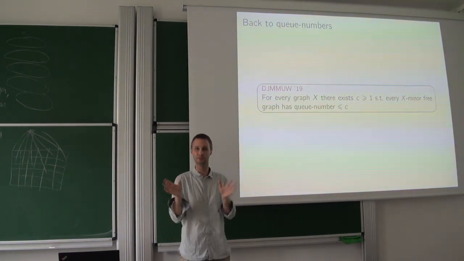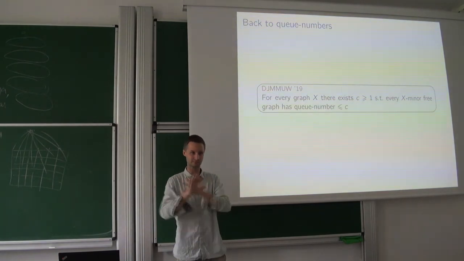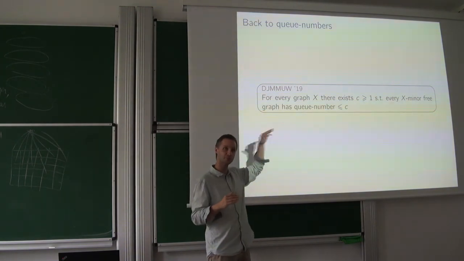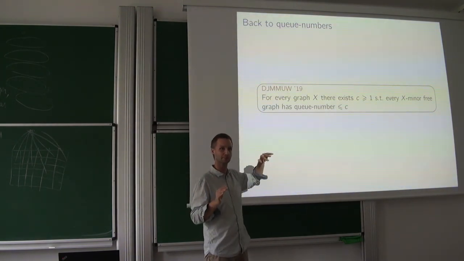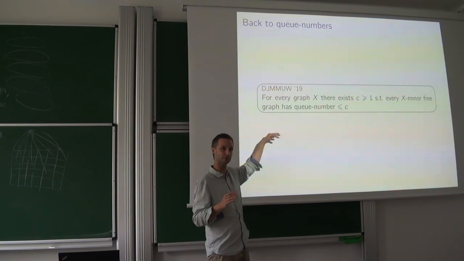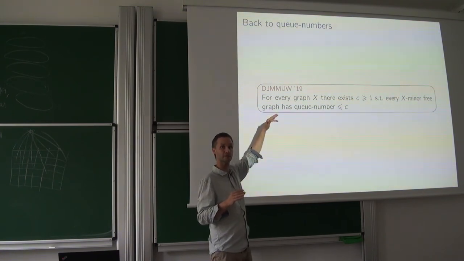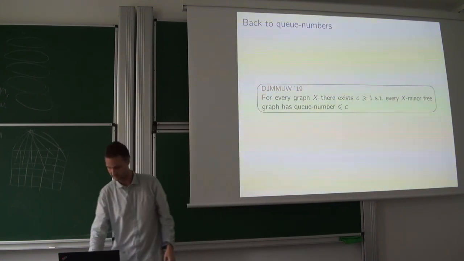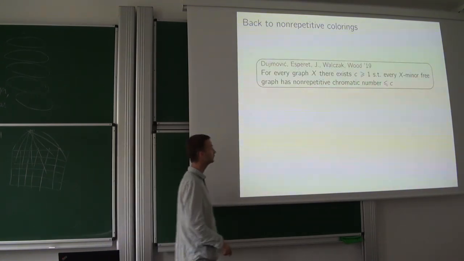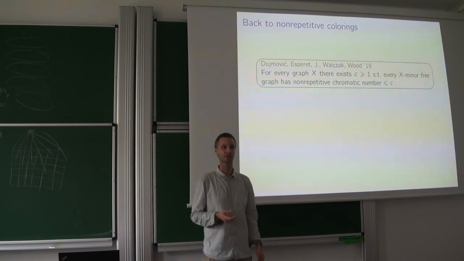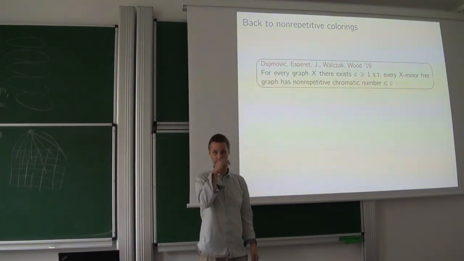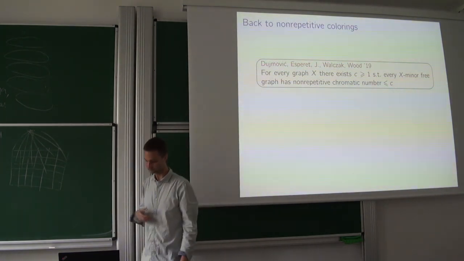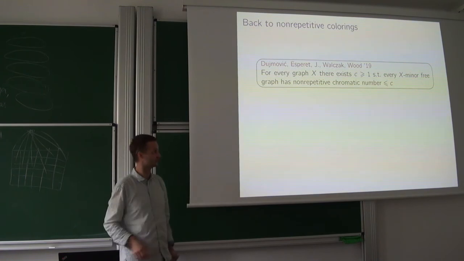Okay, and I'm very vague. If you don't know graph minor theory, this probably doesn't make sense. That's completely fine. What I'm trying to convey here is that for some problems, not all, you can go from apex-minor-free to any excluded minor if your parameter is nice enough. That's true in the case of Q numbers. It's also the case for non-repetitive colorings. A similar situation holds. You can clean up the problem and follow the same strategy.